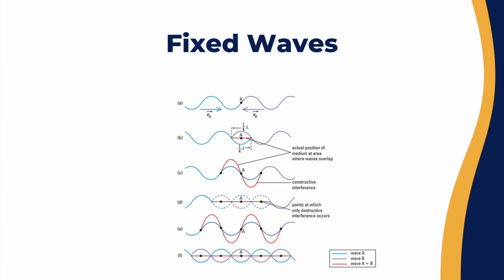As we are speaking about waves, we know by now that we have fixed waves, where each wave has a fixed wavelength and a fixed form. When you have waves, let's say wave A and wave B, moving towards each other, they have a point that we call the point of interference. That's the actual position of the medium at the area where the waves overlap.